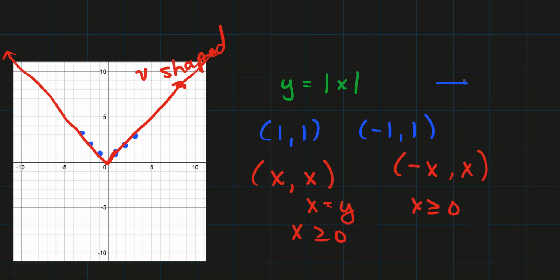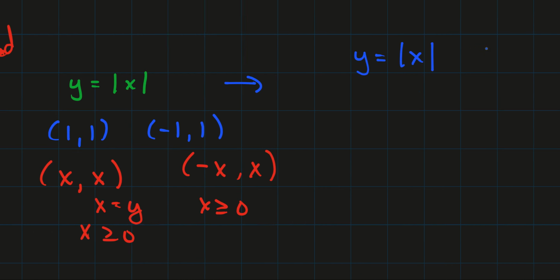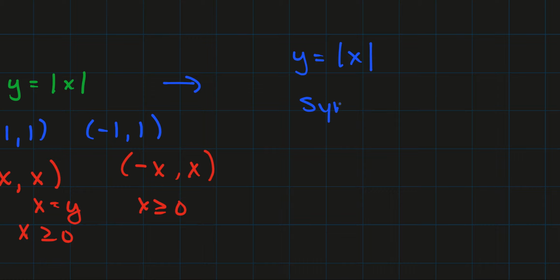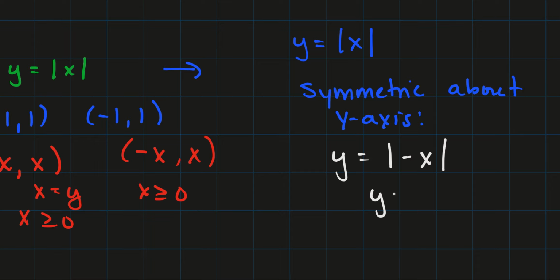We can test this. Let me write it up here again. This is symmetric about the y-axis. Plug in negative x. You get y is equal to the absolute value of negative x. But the absolute value of a negative is the positive. So you get the same thing.